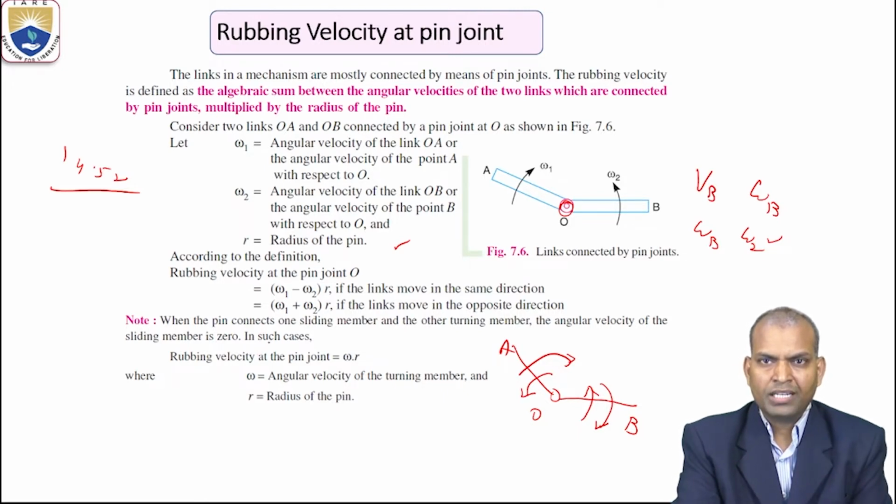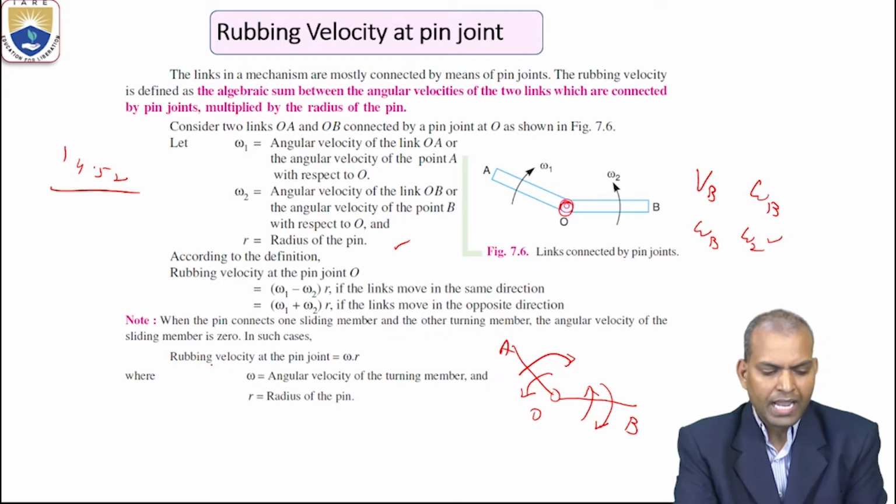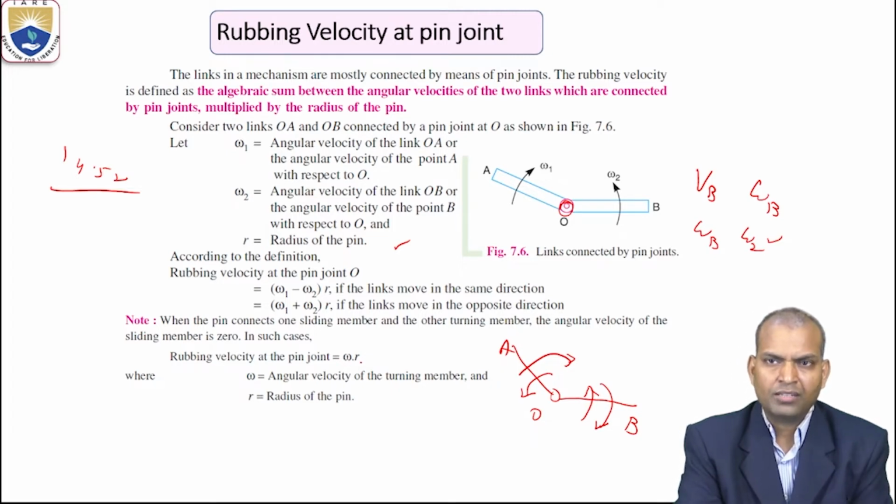If the pin connects one sliding bar and one turning member, what is the angular velocity of the sliding member? It is 0. In such cases, what is the formula? The rubbing velocity at the pin joint equals omega times r.